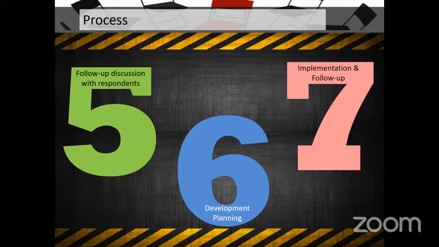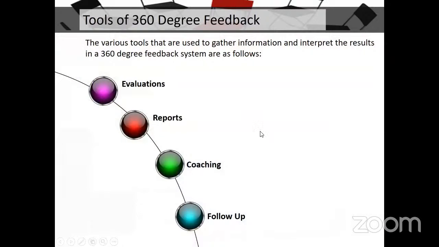Number 5, follow-up discussions with the respondents. There's something you can pick up, you think, I need to get more information on what Lucy meant, so you follow them up. Then from there, you're able to develop your plan, implement and follow up accordingly. And based on that, you'll be able to come up with tools that will help you in this system. And among the various tools, one will have evaluations. How are you going to evaluate this system? What are the reports? What reports do you require? And this is defined. It is you who will define. It is your process.